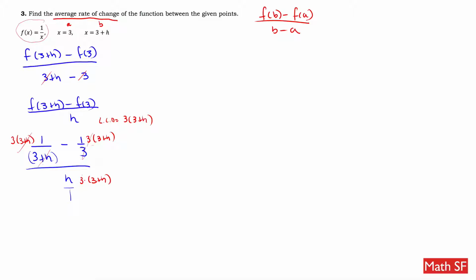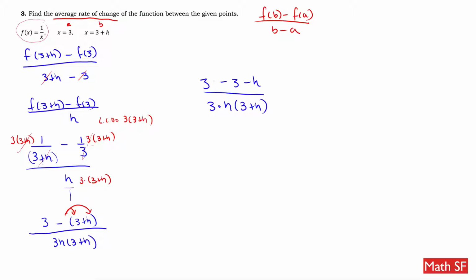And that's it. So what I'm going to be left with will be a 3 from the top minus (3 plus h), all over 3h times (3 plus h). Now, what I'm going to get from here is this guy here. I'm going to distribute the negative number, right? I'm going to distribute the negative number. So you will get 3 minus 3 minus h, which is negative h, all over 3 times h times (3 plus h).